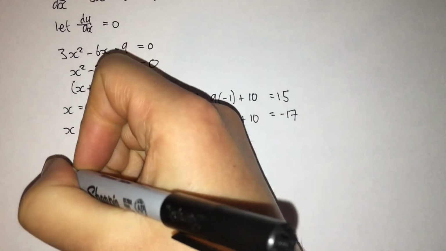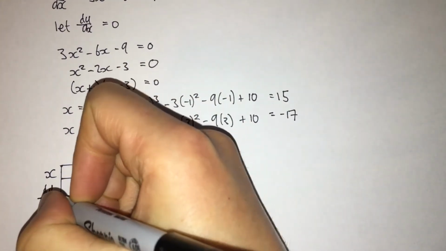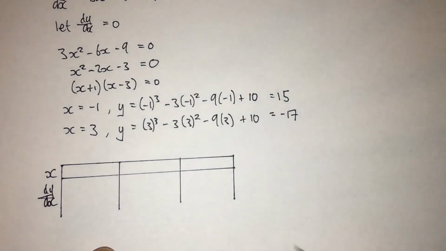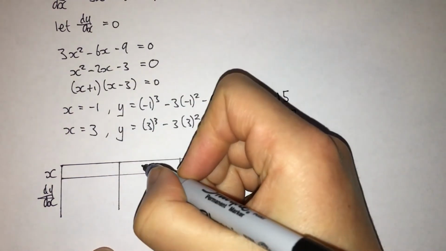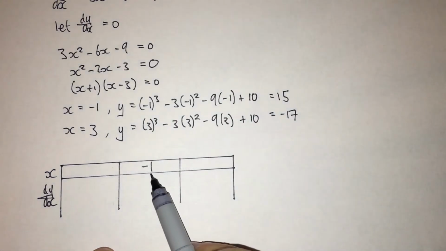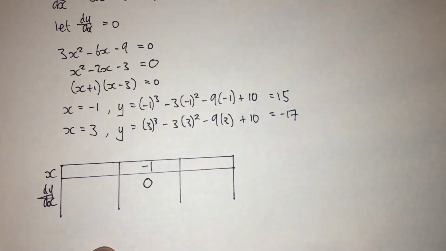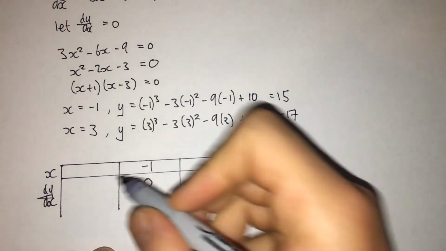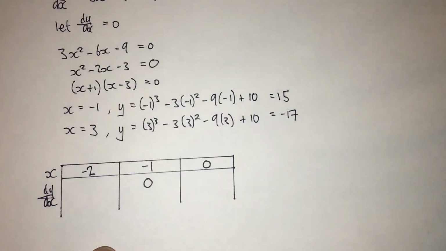In the first row is going to be my value of x, and in the second row is going to be the value of the gradient at a specific point given by the x value. Let's go for negative 1 first. Now we know at x equals minus 1, the gradient of the tangent at that point is 0. And we're going to look at either side. So we'll have negative 2 and we'll have 0.